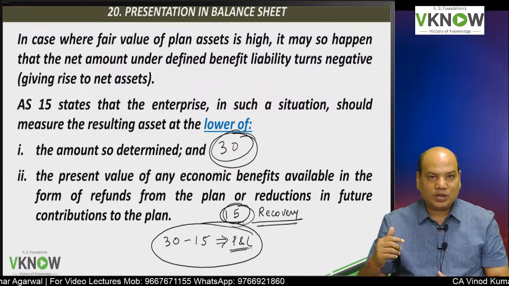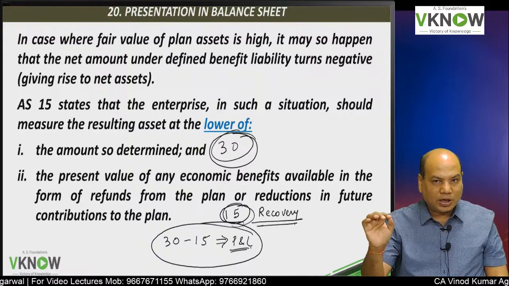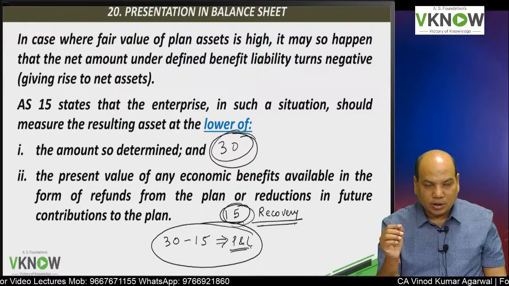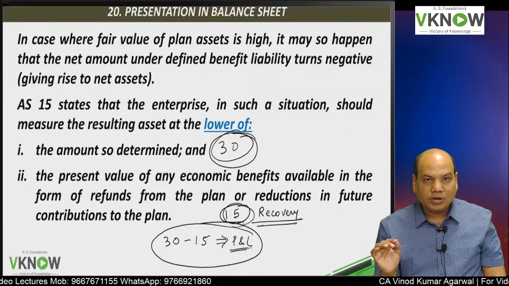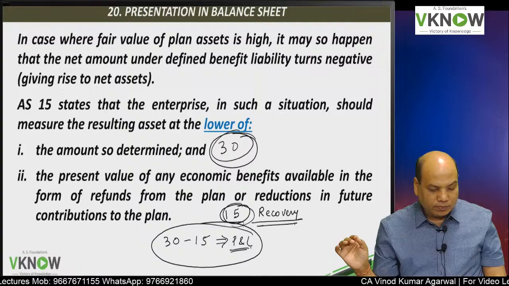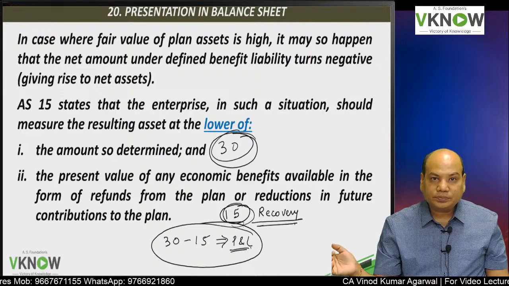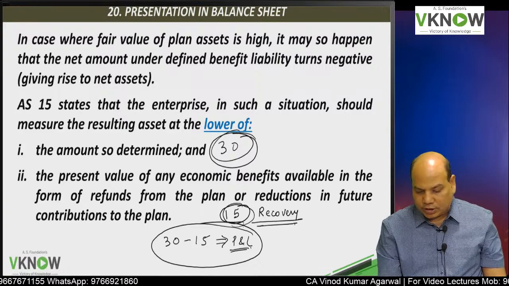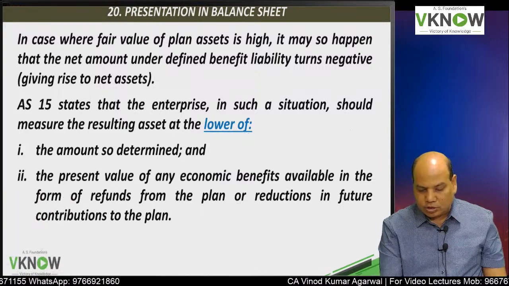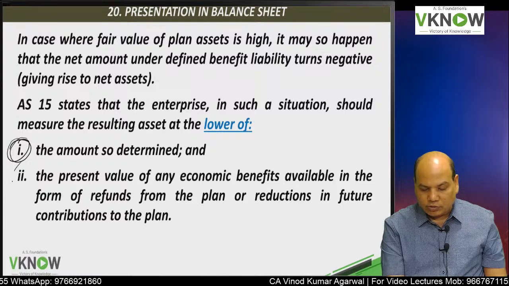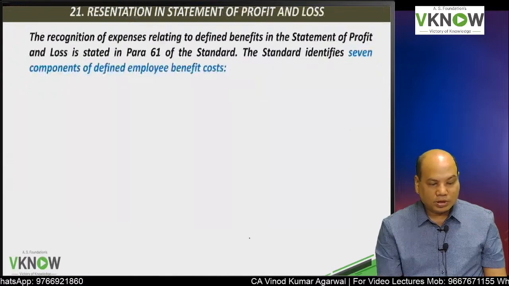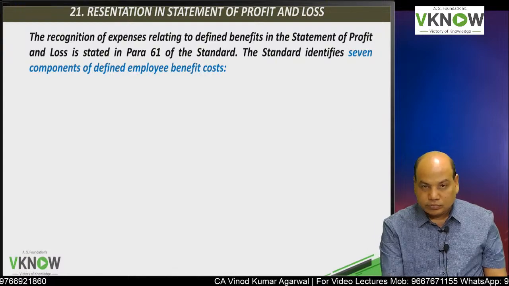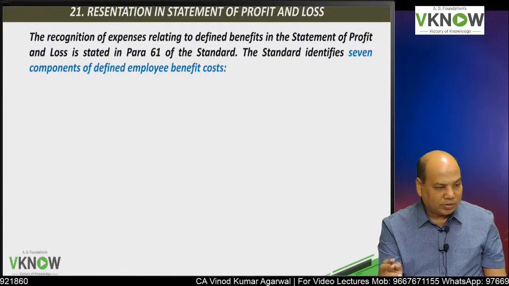Using the same prudence, they are saying that plan asset cannot be more than the amount in the form of recovery of refund or the reduction in future contribution. So that is the idea. If the amount in A1 is more than the amount in 2, the difference will be transferred to profit and loss account. So this is about balance sheet.